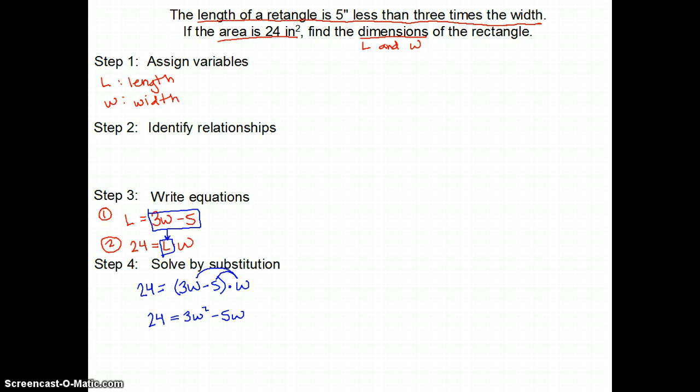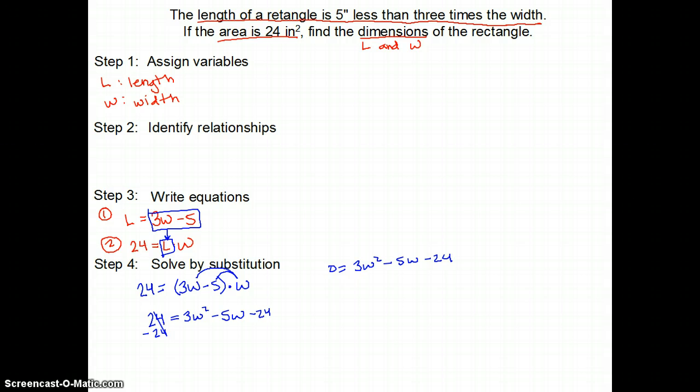And this should look familiar. We now have a quadratic that we can solve. I'm going to get a 0 on one side by subtracting my 24 from the left over to the right. So I have now 0 equals 3w squared minus 5w minus 24.